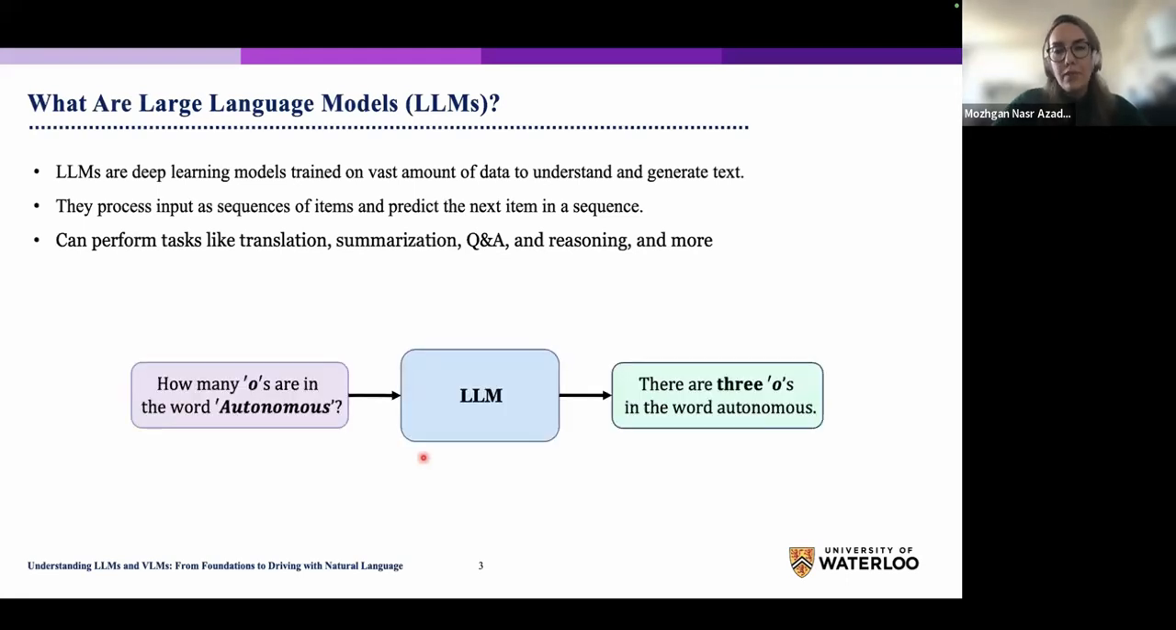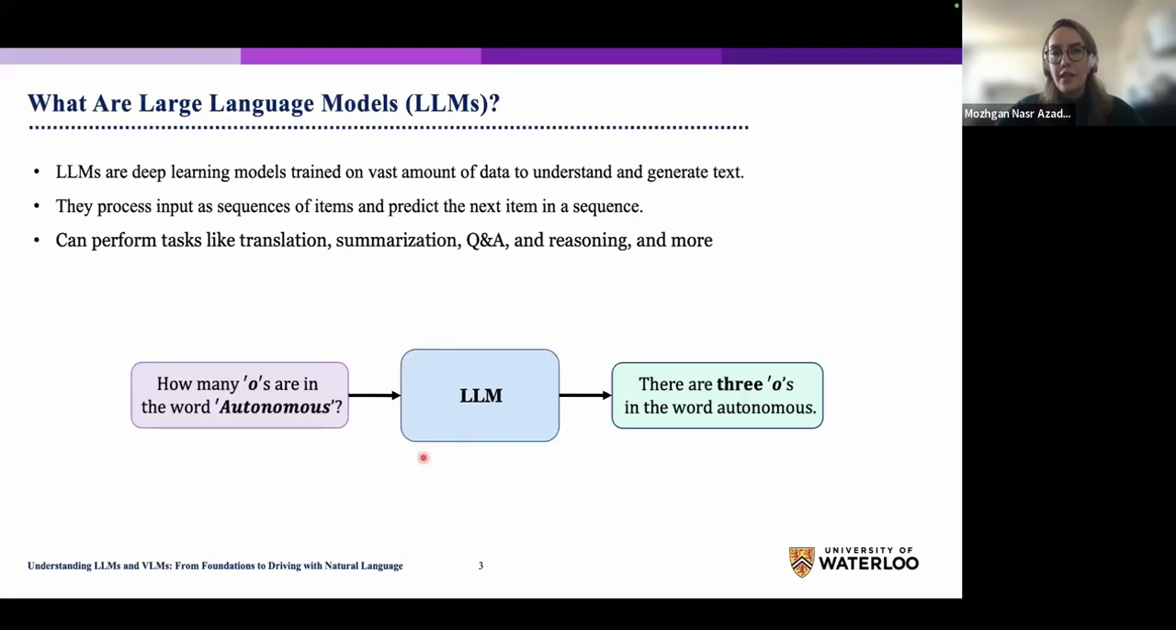So let's see an example together. Here, let's call our LLM a blue box LLM, where we can ask a question: how many O's are there in the word autonomous? And under the hood, this blue box LLM processes this input and gives us the answer as 3. So the purpose of today's lecture is to see inside this blue box.